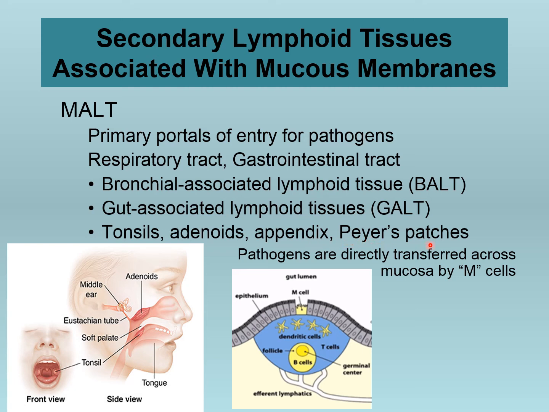patches called Peyer's patches which are present in the gastrointestinal lining, in the form of a dome shape, and they have specialized cells called M cells, through which the pathogen can be directly transferred through the mucosal lining. So in the Peyer's patches, there are both B cells and T cells, which then interact with the antigen and initiate an immune response.